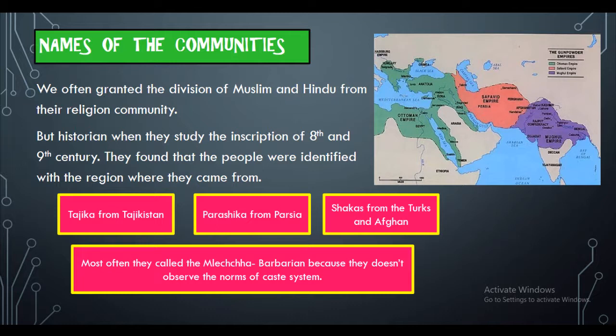What is a Melekcha? Melekcha is a barbarian. They are not developed people. They are very orthodox people. They don't observe the norms of the caste system. The Muslim caste systems are killing each other.